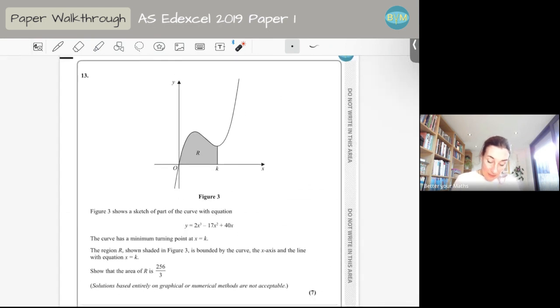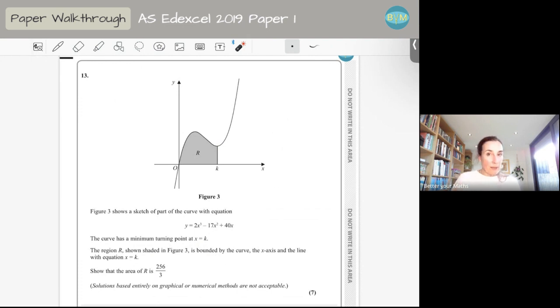Okay. This one, you have figure 3 shows a sketch of part of the curve with this equation. So it's a cubic, yeah? It's already drawn. The curve has a minimum turning point at x equals k. So here is the minimum. Region R shaded is bounded by the curve, the x-axis, and the line with equation x equals k. Show that the area is that value.